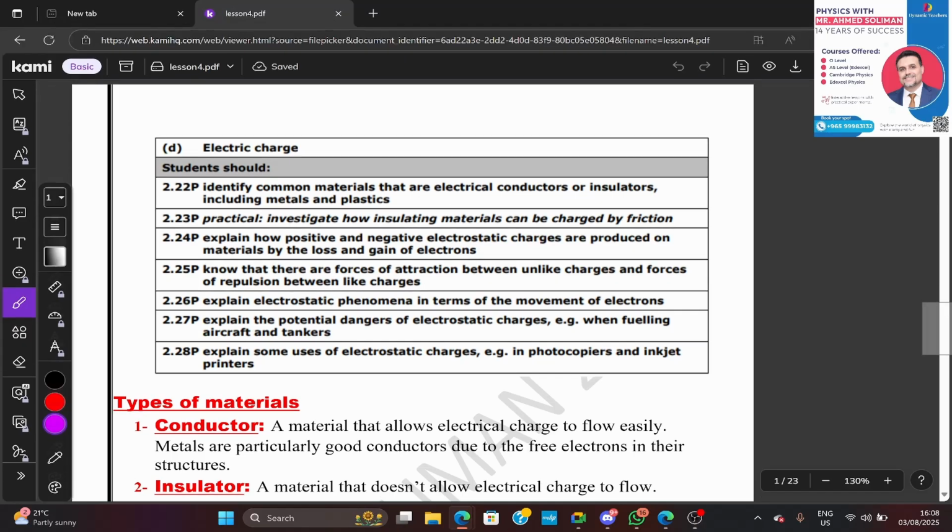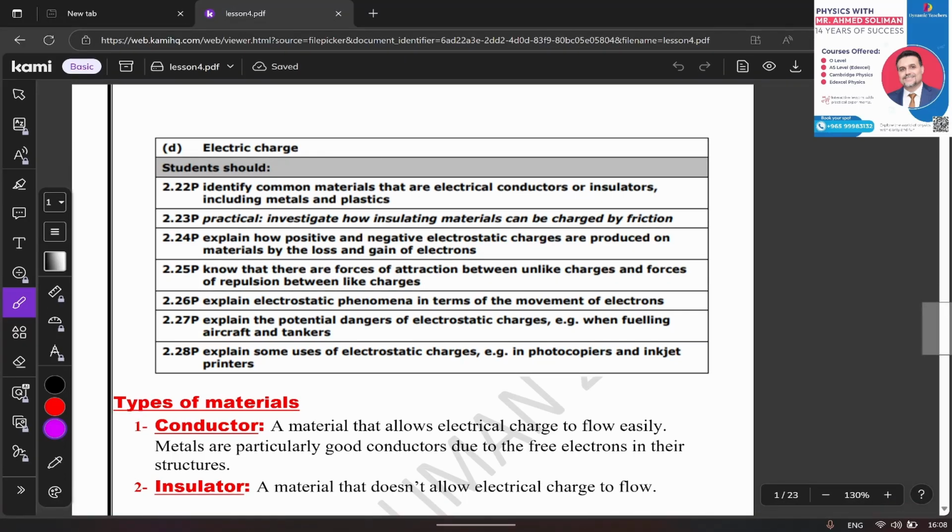Bara? Yes. Okay. So today we will finish unit 2.